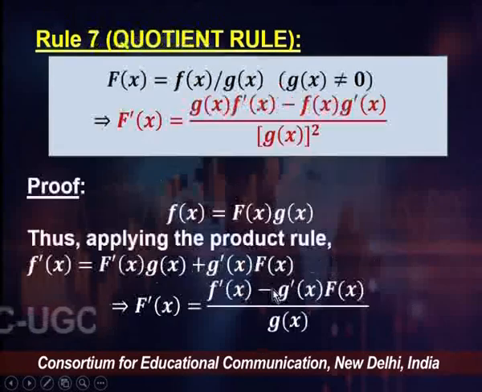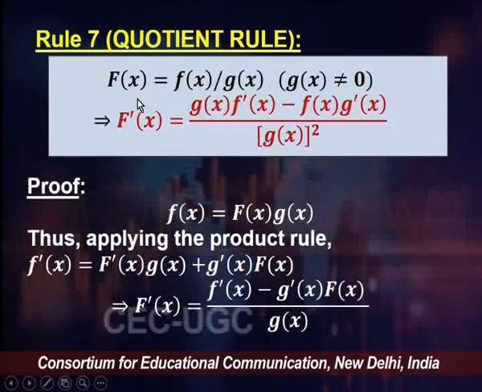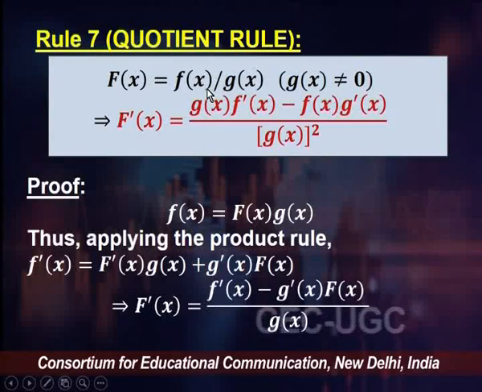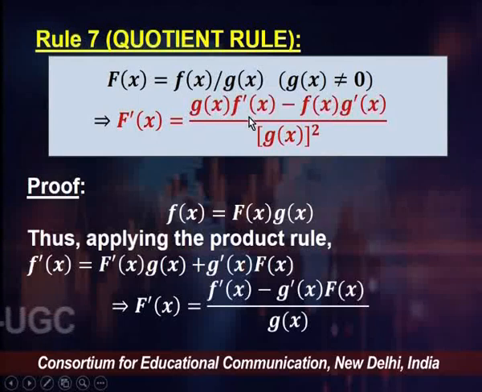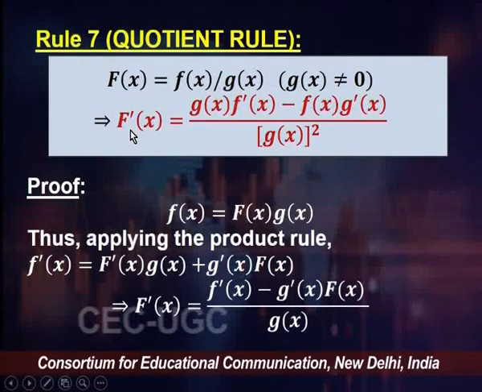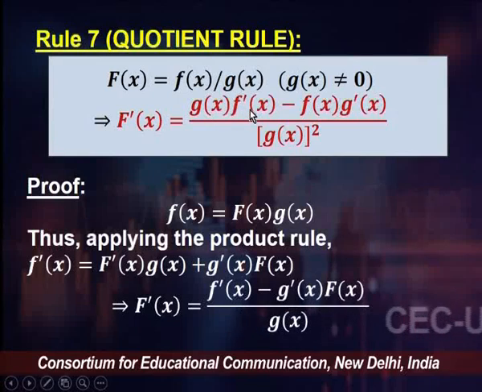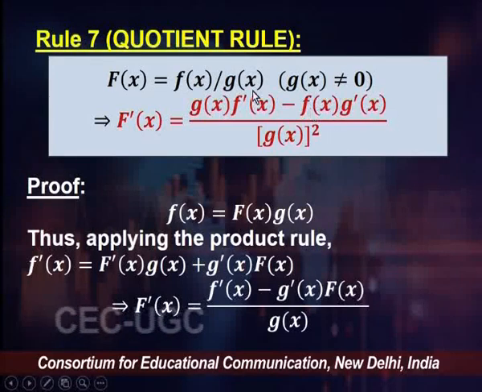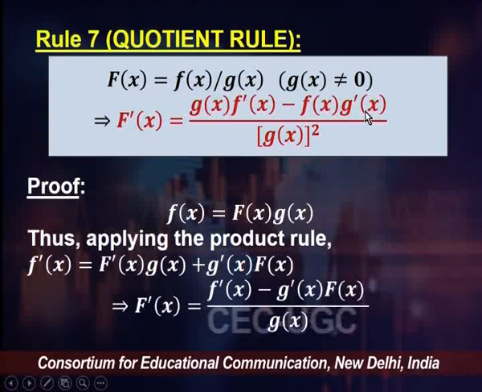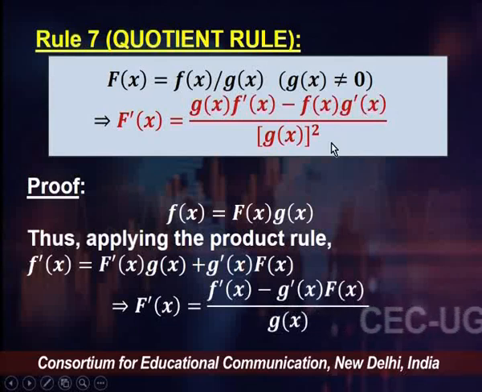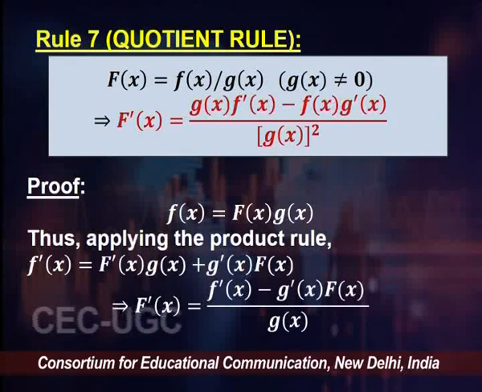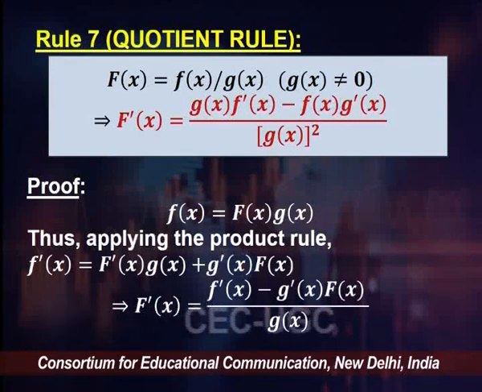And finally, we have the quotient rule, where if we define capital F of x as the function small f of x divided by g of x, with g of x not being equal to 0, the derivative of this function capital F of x is given by the denominator g of x times the derivative of the numerator, which is small f prime of x, minus the numerator times the derivative of the denominator, divided by the denominator squared.